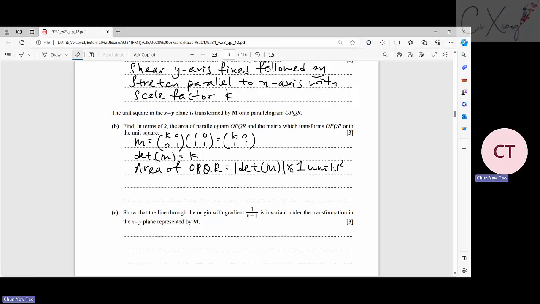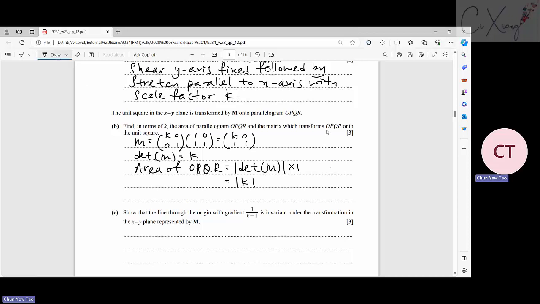Okay, because the unit square's area is 1 unit, so this one multiplied by 1 will be the same as modulus k. Because we do not know whether the value of k is positive or negative, we just put modulus k. Okay, just like that. Then after that, we want to find the matrix that transforms the image onto the object.